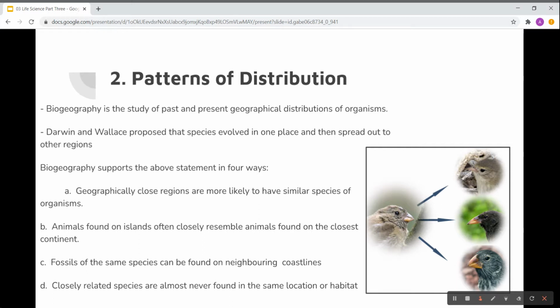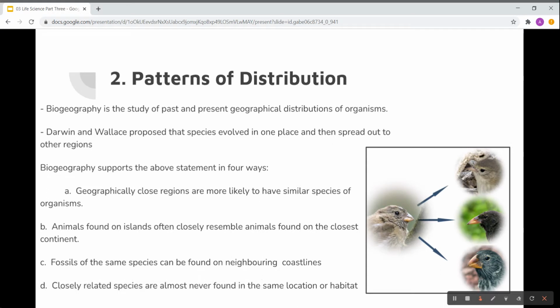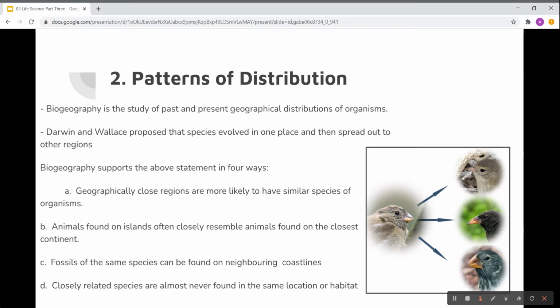The same will be for these last 2. Oh man, sorry, that's in the way. So C, fossils of the same species can be found on neighboring coastlines because of Pangea. I can't read it, the thing's in the way. Closely related species are almost never found in the same location or habitat because they probably need the same resources or whatever they need. The competition was too much. So one left and the other one stayed so they could both survive.